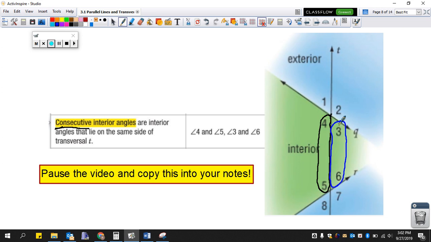You notice that thinking about 3 and 4 here, 3 and 4 are adjacent angles that form 180 degrees. So 3 and 4 are supplementary. All right, 5 and 6 are supplementary, because they're adjacent angles that form 180 degrees. All right, the reason they're called consecutive interior angles is because they lie on the same side of the transversal. Okay, so it's how they interact with this transversal T. Right, so pause this and copy this definition down right quick.